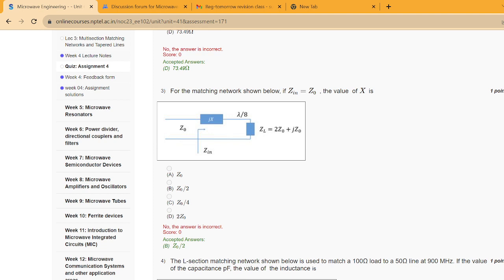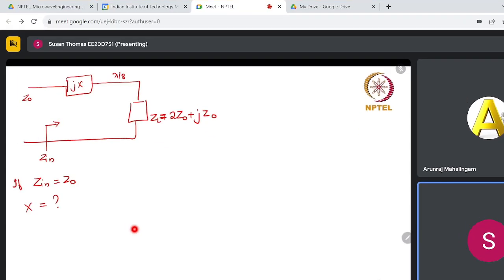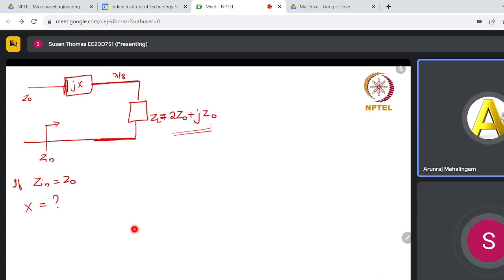The question is: if Zin equals Z0, what is the value of X? For this question, you have to understand that there is a load ZL, which is 2Z0 plus JZ0, so it is a complex load. Then you have a lambda by 8 line, and after that you have a reactance, which is Jx.